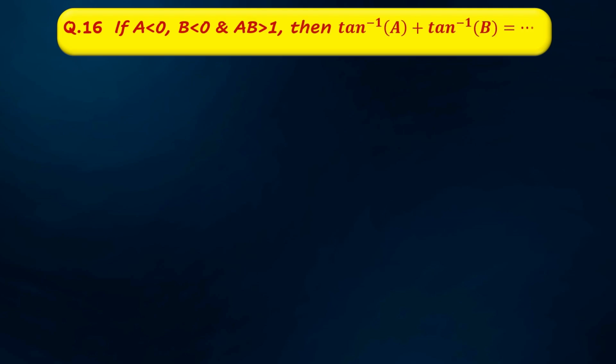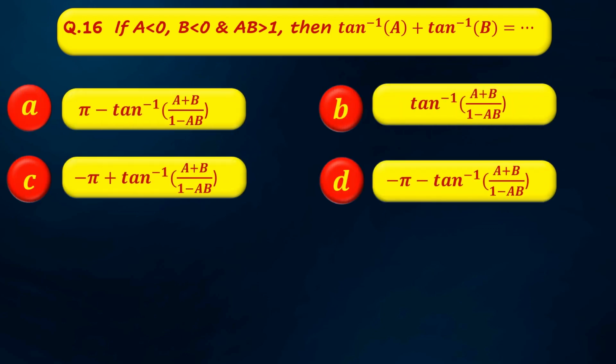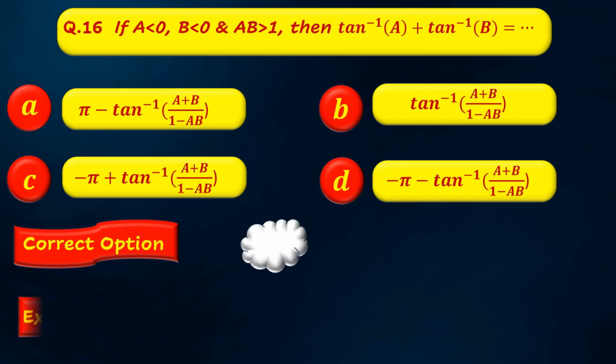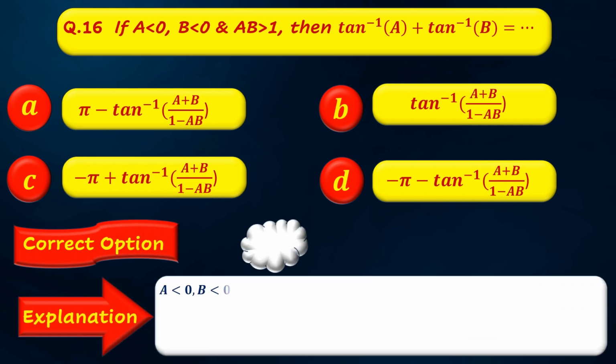Question number 16. If A is negative, B is negative, and the product AB is greater than 1, then tan inverse A plus tan inverse B is equal to. And the options are, let's find out which one is the correct option. But before that, let's explain it. Here A is negative, B is negative, and AB is greater than 1. So according to the sum of two tan inverse functions, tan inverse A plus tan inverse B will be equal to minus pi plus tan inverse A plus B over 1 minus AB. Therefore, the correct option is option C.